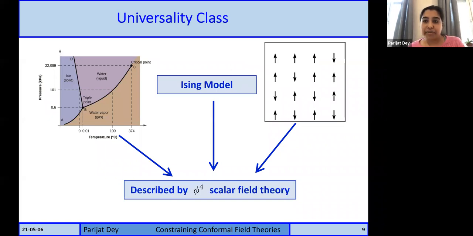So this is the universality class for the Ising model. This is the Ising universality class. So the system of water, the magnetic system and the Ising model are in the same universality class, and it is described by a phi to the 4 scalar field theory.